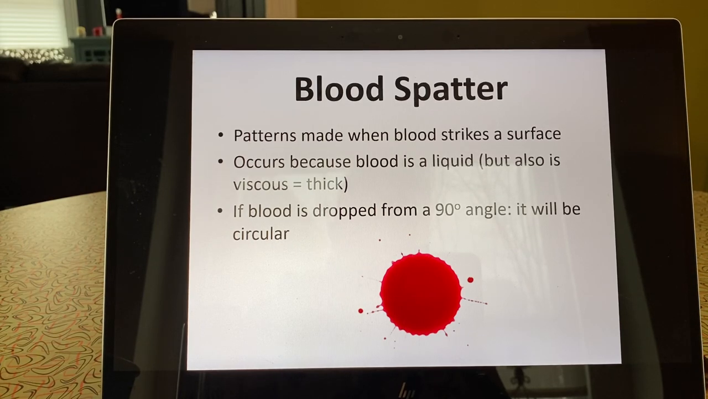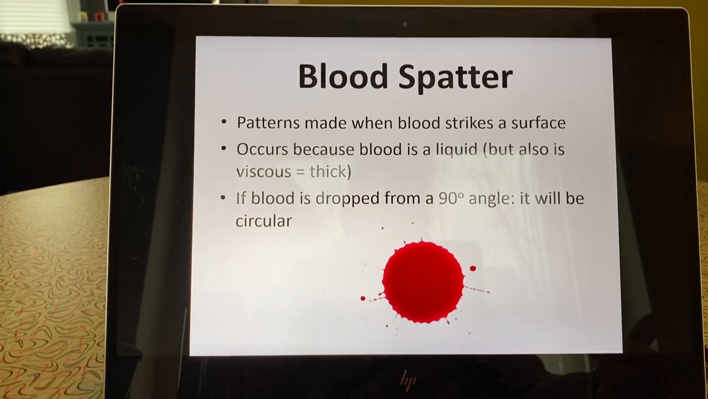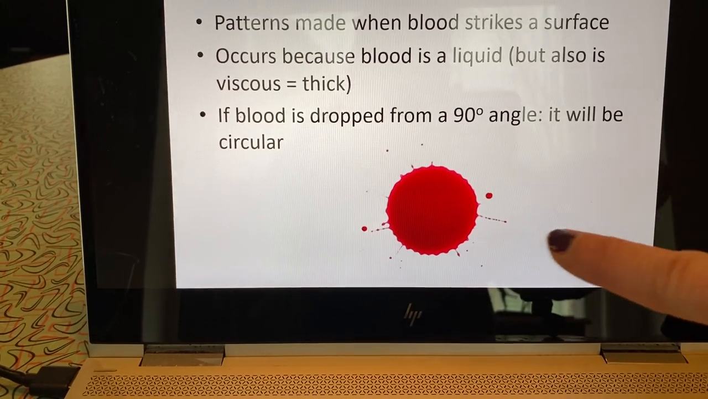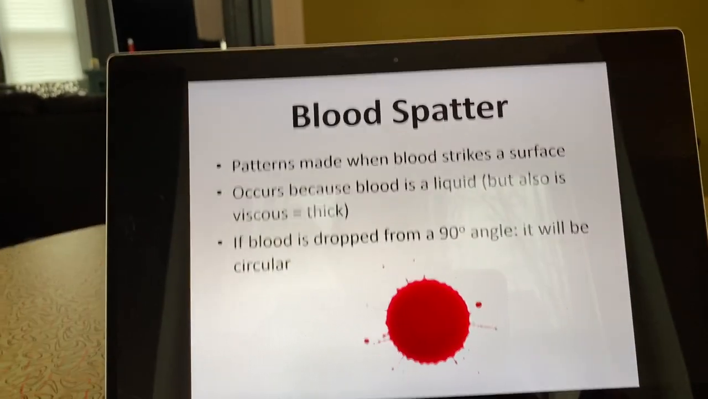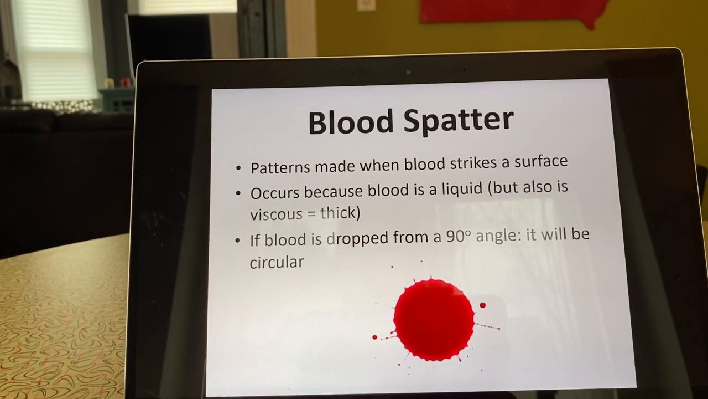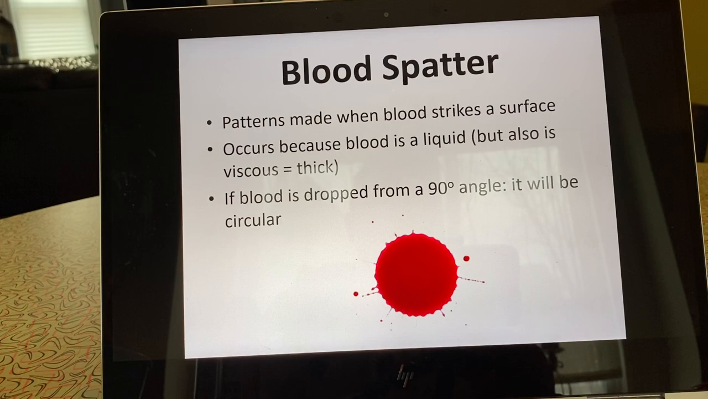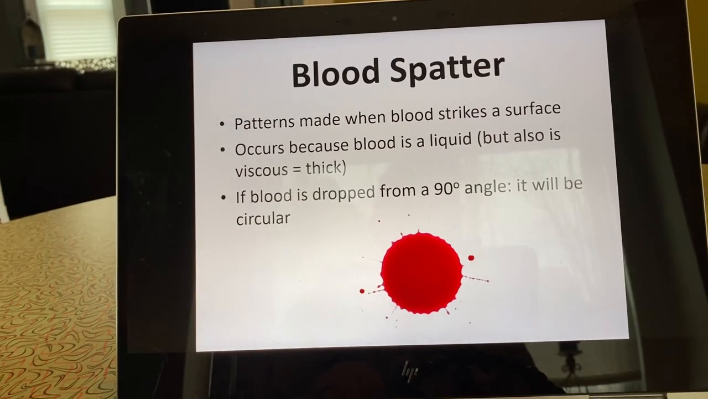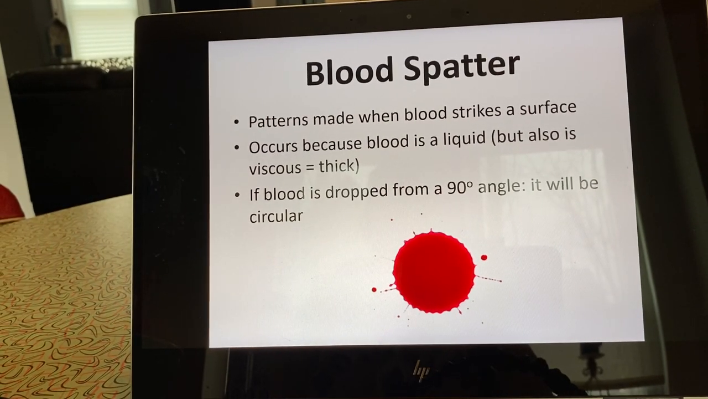Now, one of the patterns that's really important that you will see over and over again is this one right here. When you see blood in a circular pattern like that, it tells you a couple of things. One, it's being dropped from basically directly above, which would be an angle of about 90 degrees. Also, because it's round, it is being dropped passively, which means that it's not being flung, let's say, from a knife that's moving at high speed. It's not being thrown off of a bullet that has just been fired from a gun.